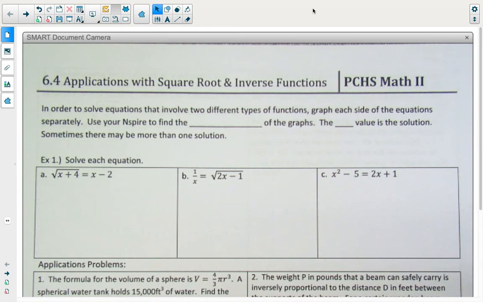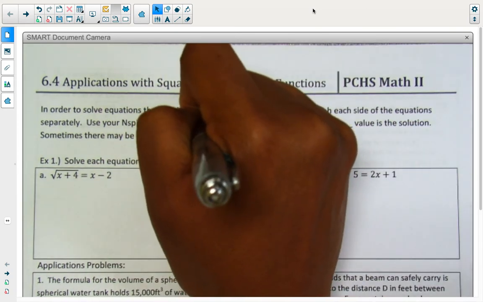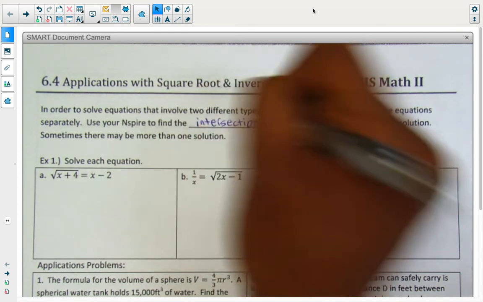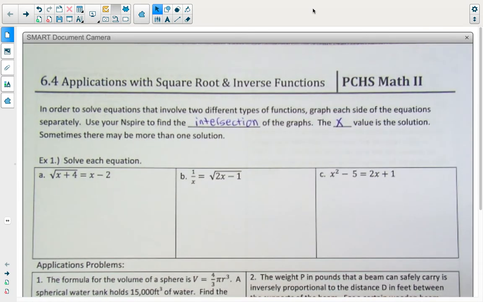So if you want to open up a Desmos tab and follow along as I go over these problems, I think that would be a wonderful idea. So here we go. In order to solve equations that involve two different types of functions, graph each side of the equation separately. Use some sort of calculator or Desmos to find the intersection of the graphs. The x value is the solution. And sometimes there may be more than one solution.